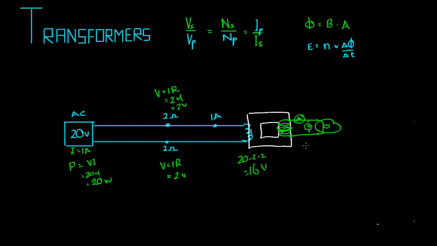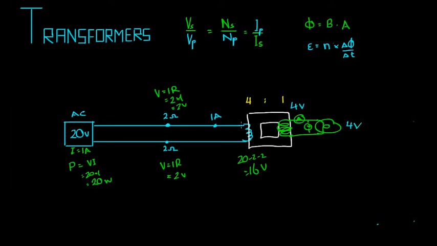I forgot to mention this. The transformer has a ratio of 4 loops on the primary to 1 loop on the secondary. This is a step down transformer. There are fewer loops on the secondary than on the primary. So this 16 volts here becomes 4 volts over here. So the voltage available to this globe is 4.